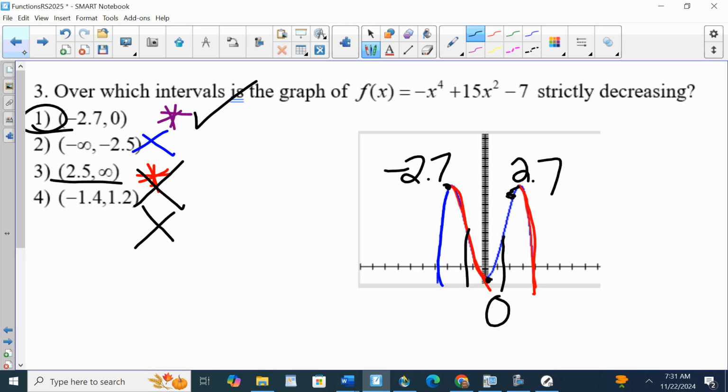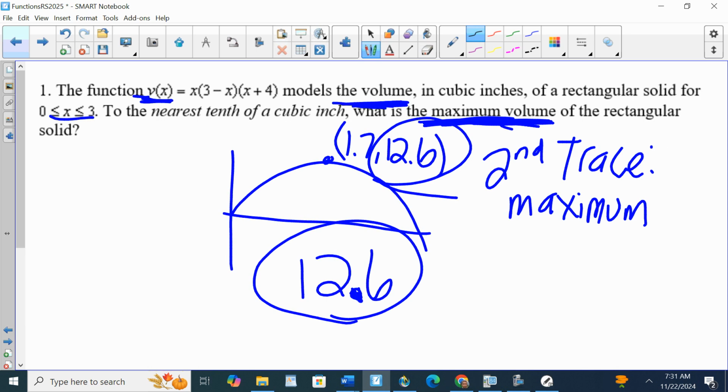For increasing, decreasing, find the max and the min, the x coordinates of those. That will tell you where it's increasing or decreasing. And keywords to find the maximum, go to your calculator, adjust your window, and find the maximum. And if it's asking you for the maximum value or maximum volume or maximum height, y value, y value, y value. Not that hard of a topic.